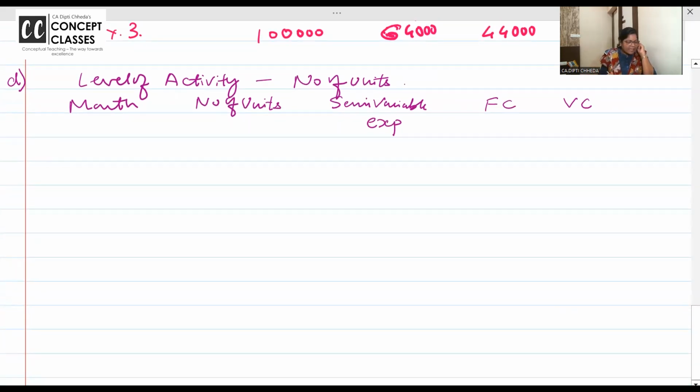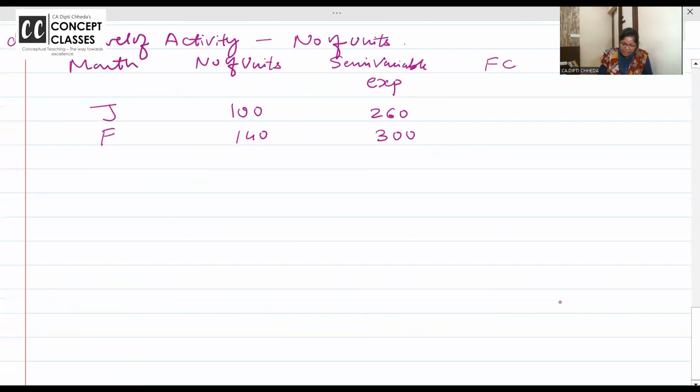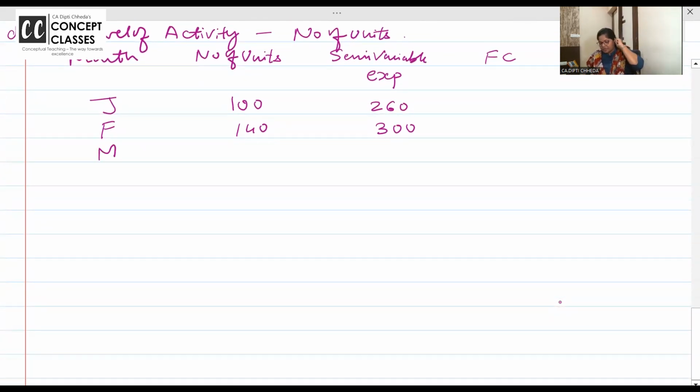We need to segregate. So for January, the data is given to you as 100, 260. February, 140, 300. Okay, now leave for the month of March, dear students. Preferably, please watch it in full screen and laptop so that you can write down all this data with me. March के लिए छोड़ दो अब.